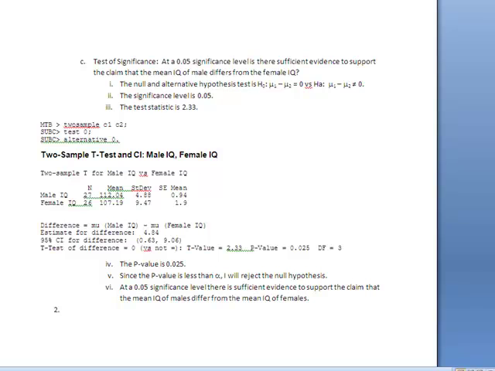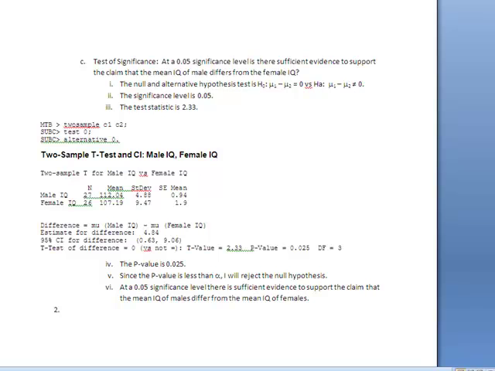Now, Part 7 deals with what if we knew the IQ was different? Then you wouldn't have made a mistake. But what if you found out that males and females both had the same IQ? Well, then you've made a type 1 error. So those are the only two things that could happen here because we rejected the null hypothesis.